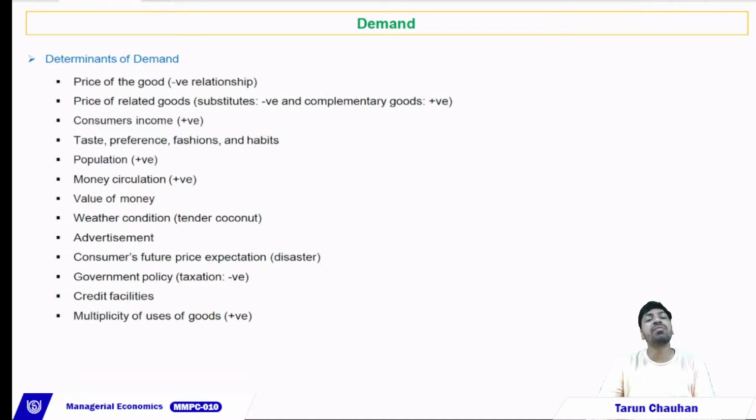The next one is advertisement. It always shows an inverse relationship. Why? Because the quantity demanded of a product directly or indirectly depends upon the advertisement cost. So if the advertisement cost is more, definitely the demand would be influenced, whether increased or decreased, but I could not say it's more increase. So that's why it fluctuates, or it could be inverse, or I could say it could be positive as well.